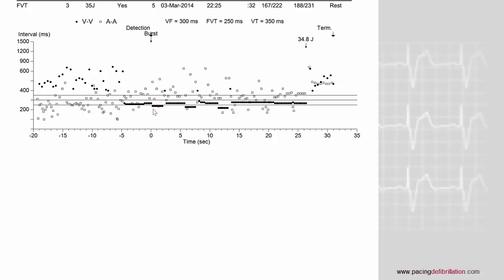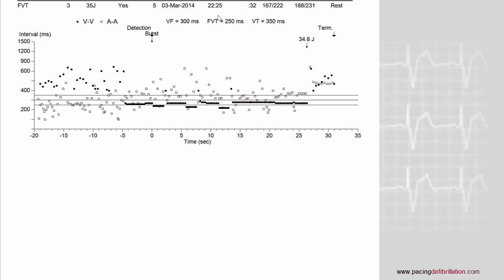The initial detection is in the fast VT zone. The first therapy for this zone is a burst. It is non-efficient. The second therapy is also a burst, non-efficient. The third therapy is a burst. So again, redetection in the fast VT zone. The next therapy is the delivery of an electric shock with reduction of ventricular tachycardia.